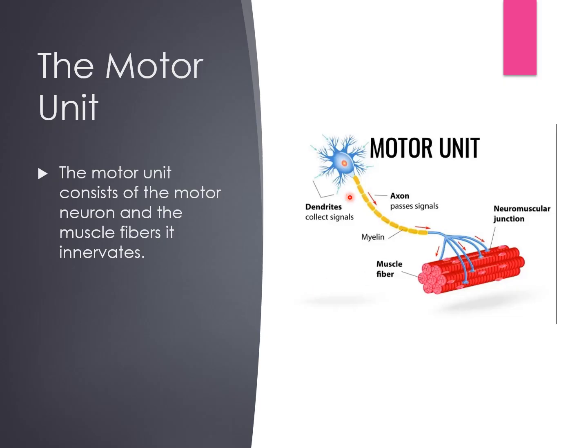And here's the motor unit. The motor unit consists of the motor neuron and the muscle fibers it innervates. And so you can see that here. Here's the neuron, and it comes down and innervates all of these muscle fibers, and where they meet is what we call the neuromuscular junction.